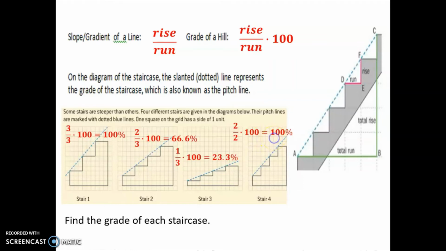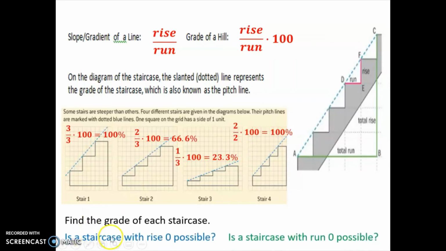Okay, so with that in mind, I have a question for you. Is a staircase with a rise of 0 possible? Well, I guess it wouldn't really be a staircase if it has no rise and only run. It is basically the floor. It is just a flat line, a horizontal line, right? That basically means when you have a rise of 0, that means your slope is 0. It is horizontal. It's like a floor.